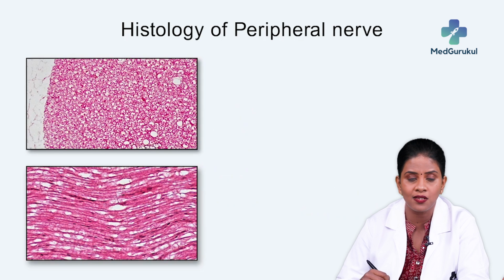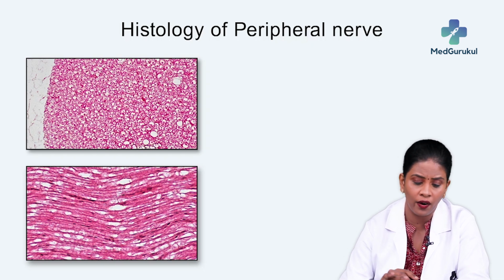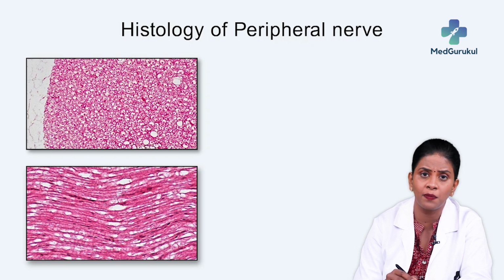Now we will move on to the histological picture. So, once you stain the nerve and see under the microscope, when you take a longitudinal section, obviously it is present in bundles, isn't it?